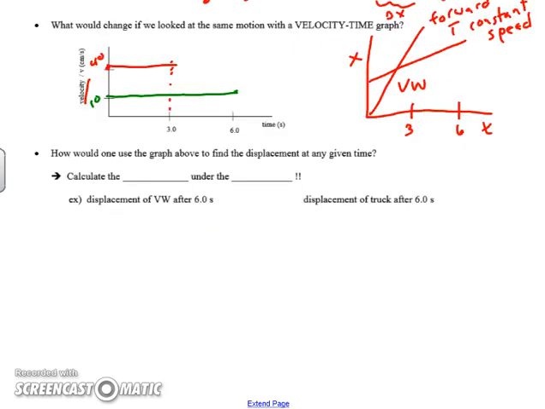Now, we can do something interesting with this velocity time graph. How could we find the displacement at any given time? So nowhere on here do we see displacement. All I see is velocity and we see time. Okay, so how do we go about figuring out displacement?